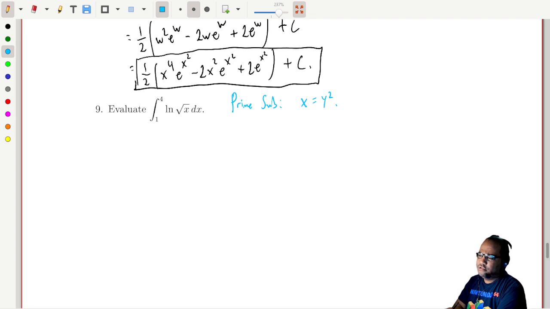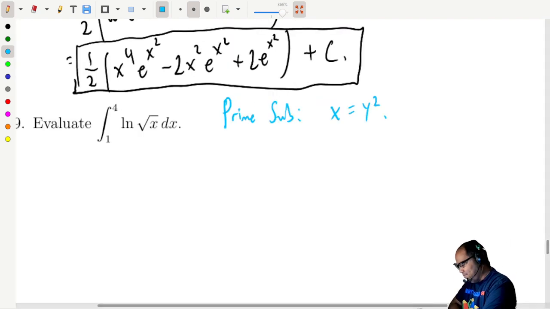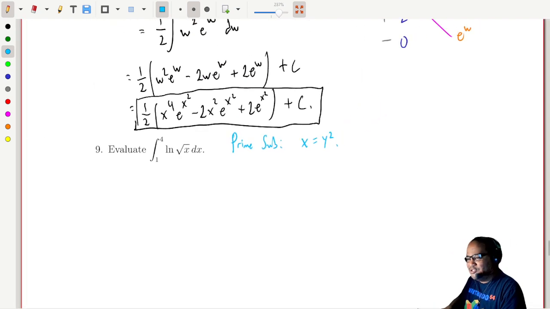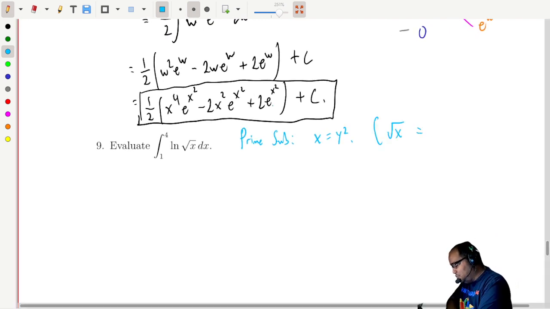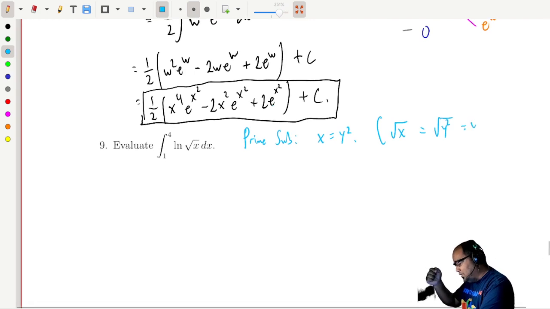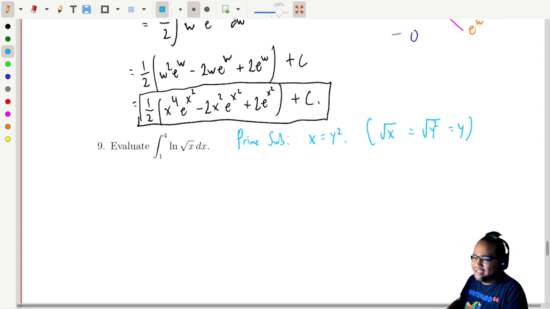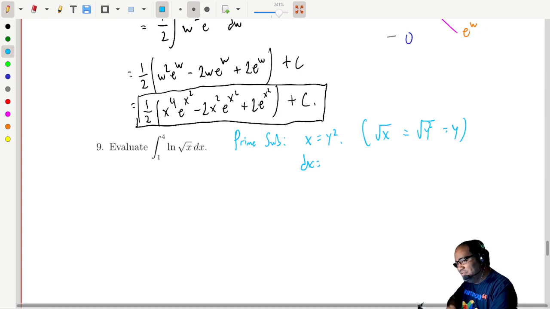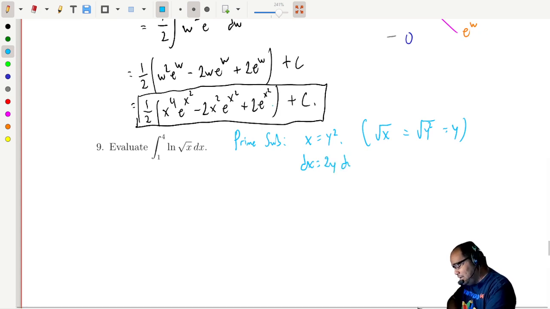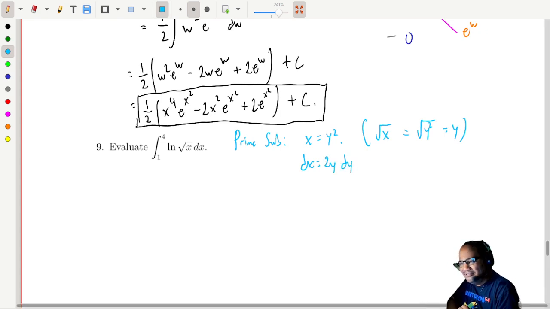Why? Let me explain. When x is equal to y squared, think about it: what's the square root of x? The square root of x is equal to the square root of y squared, which, if we take the principal value, is just y. Now take a look here. dx is equal to what? 2y dy. We're getting somewhere.